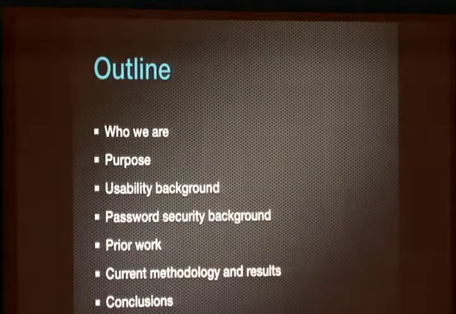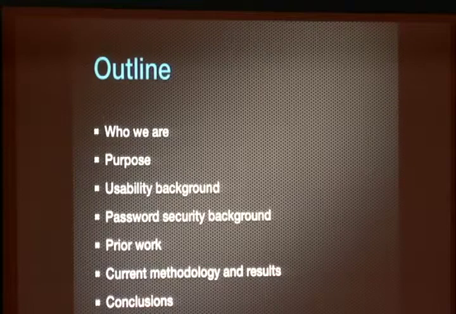Now, just so you know what you're in for today, I'll start out with telling you a little bit about myself and my co-authors. In other words, why you should listen to me for the next 45, 50 minutes. Tell you our purpose, our research goals. Definitely want to focus on usability background because I think that's something this audience is perhaps a little less familiar with. And then, of course, password security background. You guys are obviously more familiar with that. Talk to you about some relevant prior work that motivated the current research. Talk about our current methodology and results, and of course, wrap up with some conclusions.